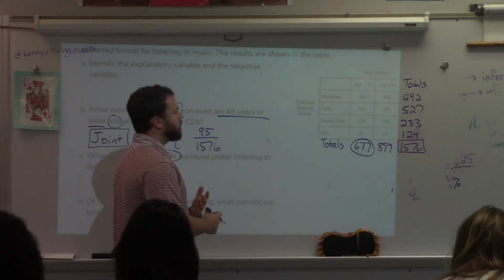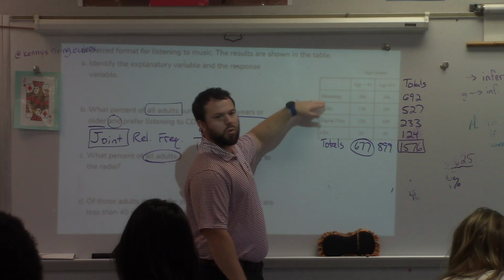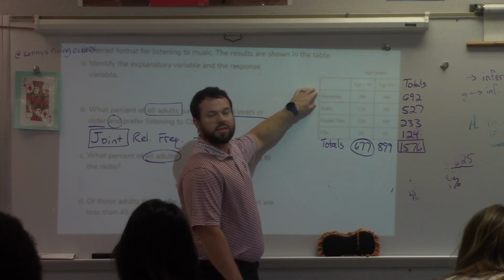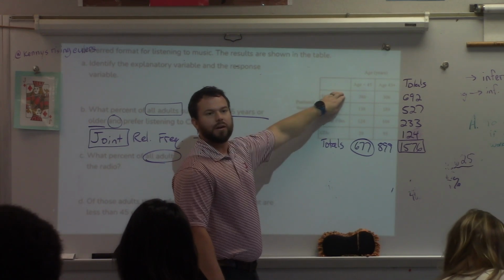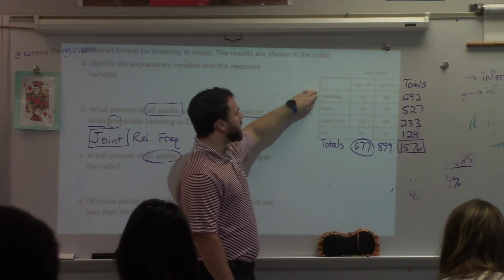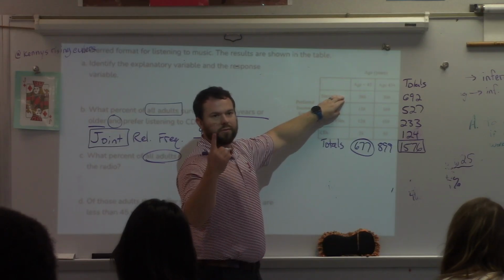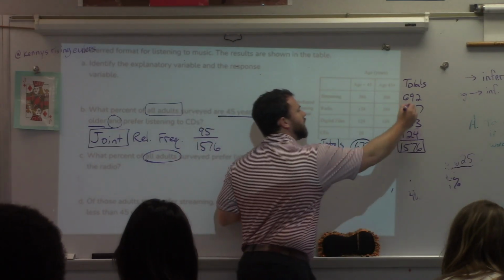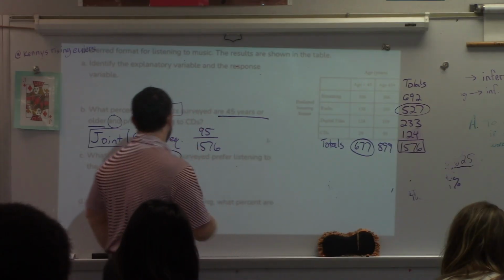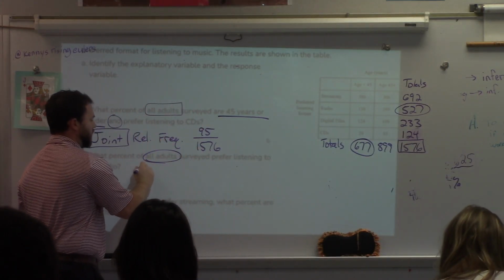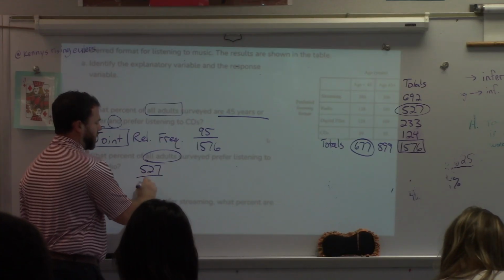Now, I will point this out. Could they have said listening to the radio or streaming? And notice that's still going to be marginal because it's only one variable. Even though it's two categories within that one variable, it would still only be one variable, it would still be marginal. It only asked radio, so find the percent, so that's marginal, but find the percent of 527 divided by 1576.